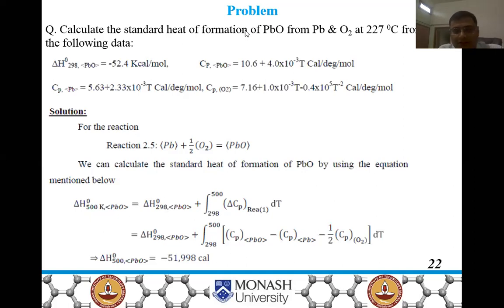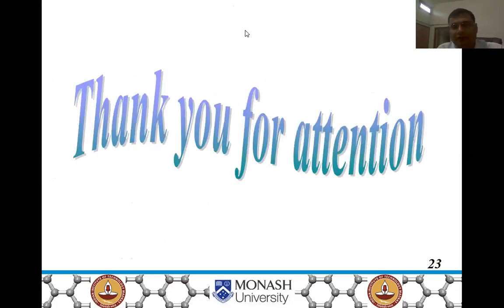Now we put in these values from the given relations for Cp in terms of temperature, and we find that delta H at 500 Kelvin for PbO comes out to be minus 51,998 calories. Thank you for your attention.